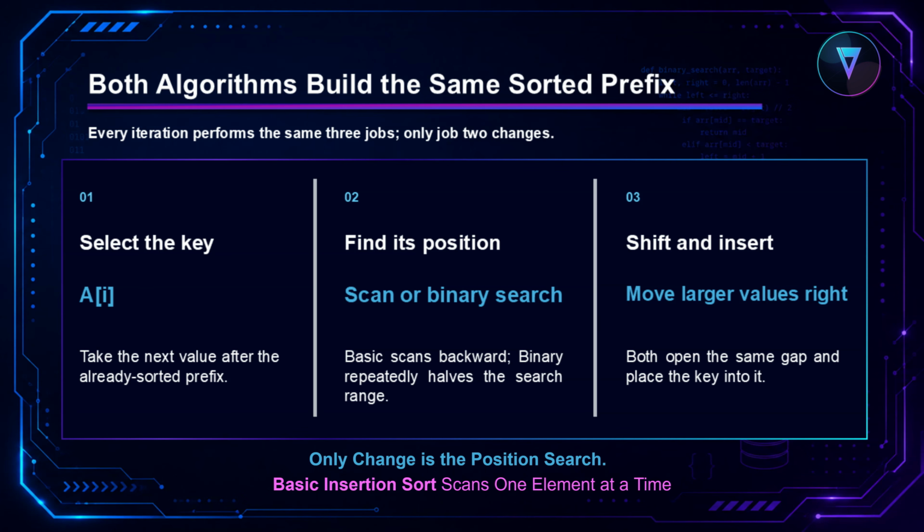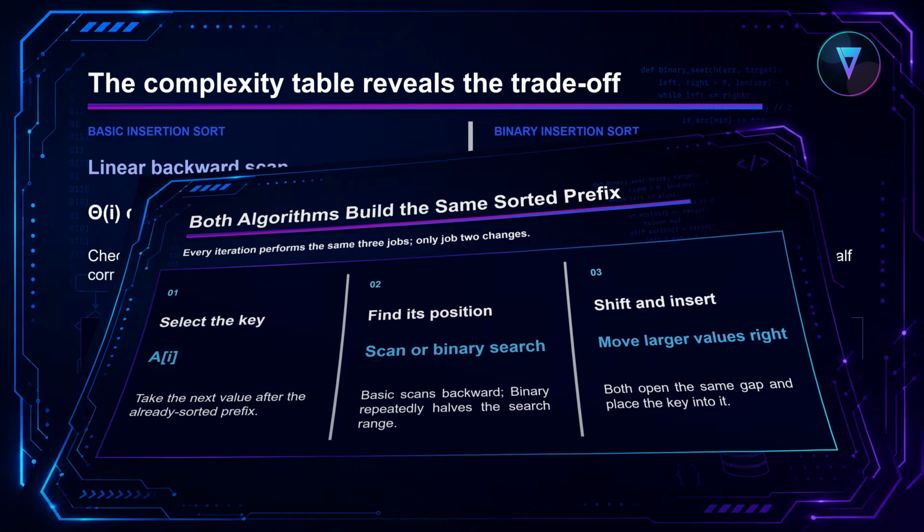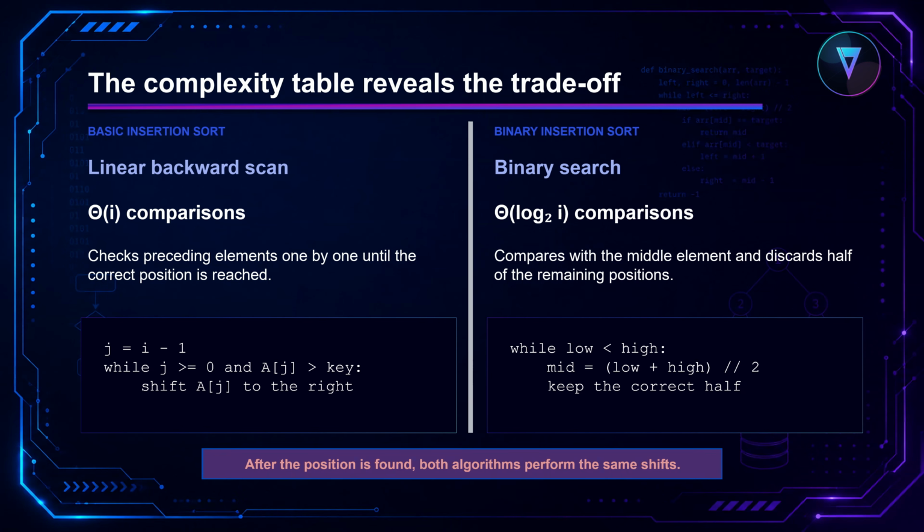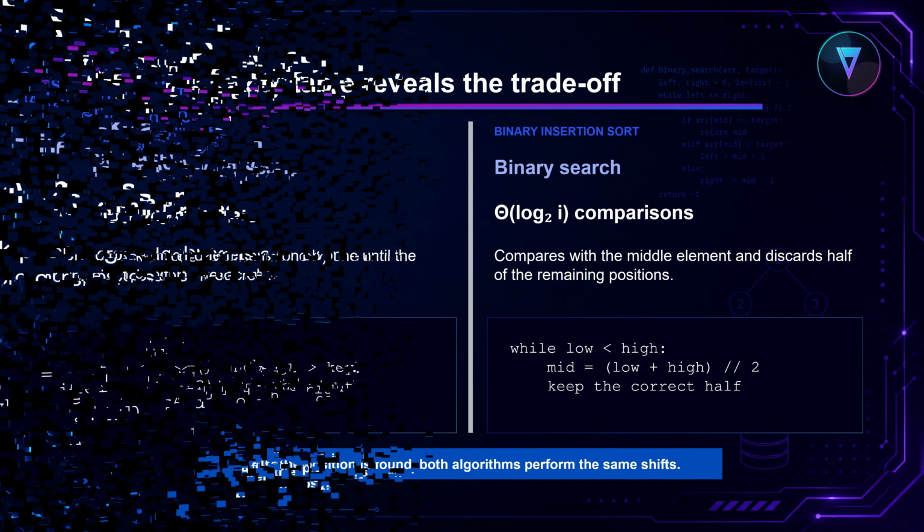Basic insertion sort scans one element at a time, while binary insertion sort repeatedly halves the search range. How much work does each search require? Basic insertion sort may inspect up to I preceding elements. Therefore, one search takes O of I comparisons. Binary insertion sort repeatedly halves the range. This reduces one search to O of log of I comparisons. But after the position is found, both algorithms still shift the same elements.